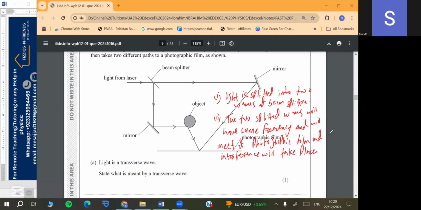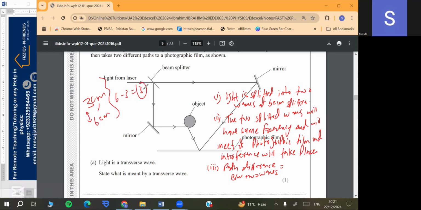Interference will take place. Now the third and most important: if there is a path difference between the two waves, path difference means one is covering more distance, one is covering less distance. So for example, if one is covering 3 and the other one is covering 6 centimeter, the path difference is actually equal to 6 minus 3, which is 3. So this 3 is actually an integral multiple: 3 times 1, 3, 3 times 2, 6. It means the difference of the paths between the two waves is an integral multiple. And when it is an integral multiple, we always have constructive interference.